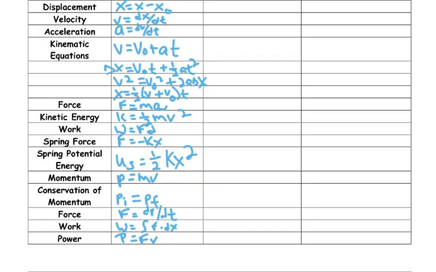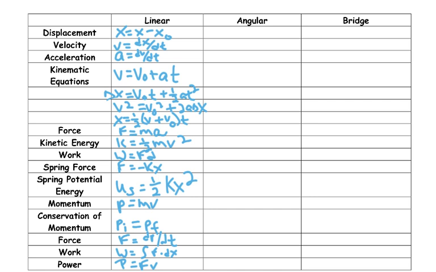Okay, so here are all of our linear equations for all of these quantities. Work is listed twice down at the bottom, as well as force, because we have some calculus pieces that we tied in here. So displacement, of course, is just the final position minus the initial position. Velocity is the derivative of position with respect to time. Acceleration is the derivative of velocity with respect to time. And then we had our kinematic equations.